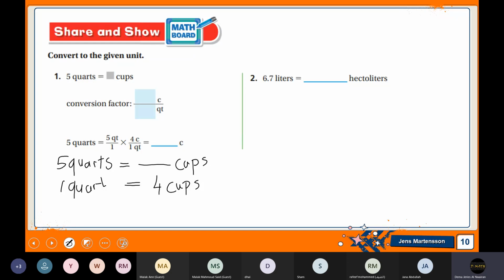5 quarts equals how many cups? If you know that 1 quart equals 4 cups, what is the next step? What will you do now?